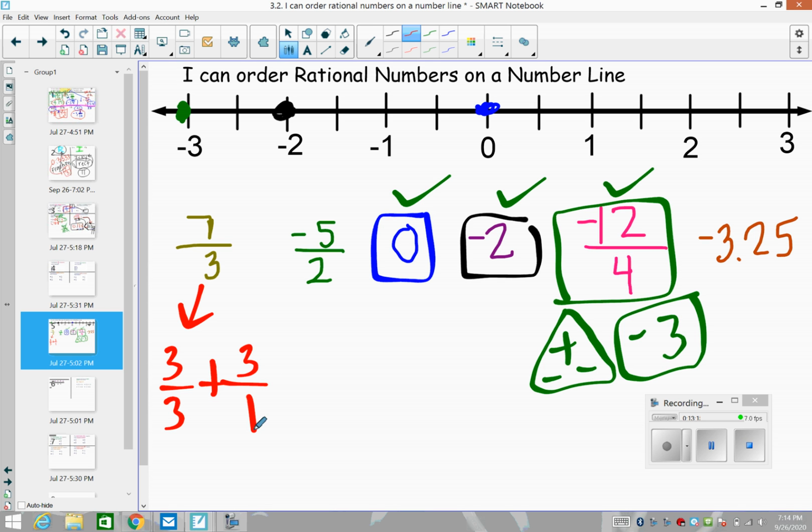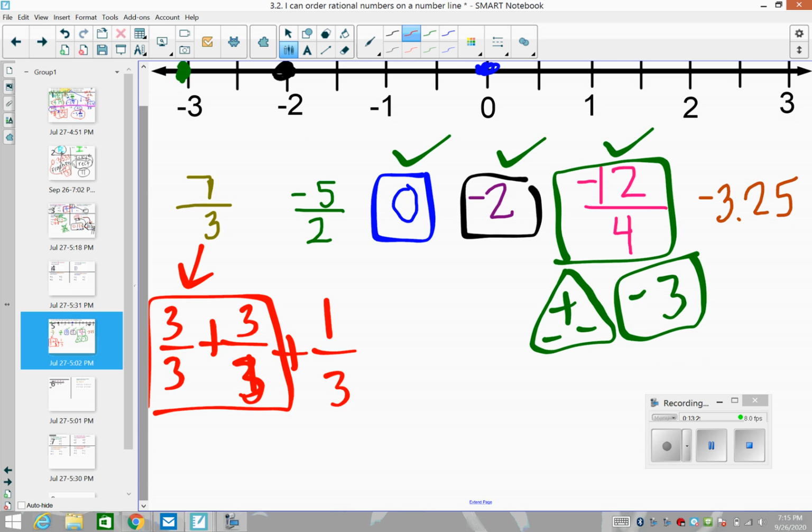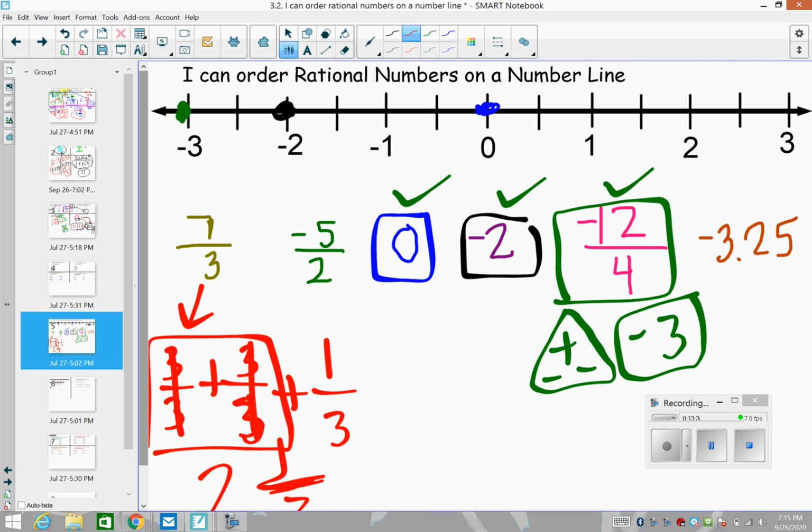So let's do the next learning target, which is I can order rational numbers on a number line. All right, so we probably won't do all of these. Well, maybe we will. Let's do the easiest ones first. All right, this one, 0. Where would we put that on the number line? No big deal. This one, -2. Where would we put that on the number line? No big deal. This one, where would we put that on the number line?